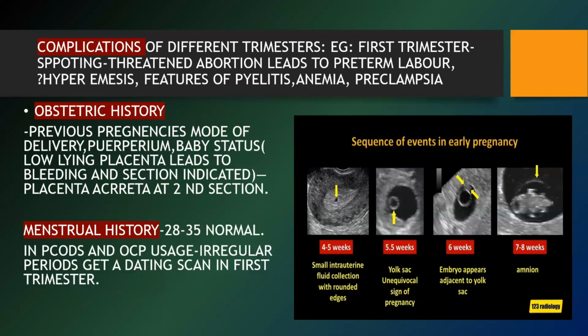Here is the sequence of events in early pregnancy. At 4 to 5 weeks, a small intrauterine fluid collection with rounded edges. At 5.5 weeks, the yolk sac. And at 6 weeks, the embryo appears adjacent to the yolk sac. At 7 to 8 weeks, the amnion appears.